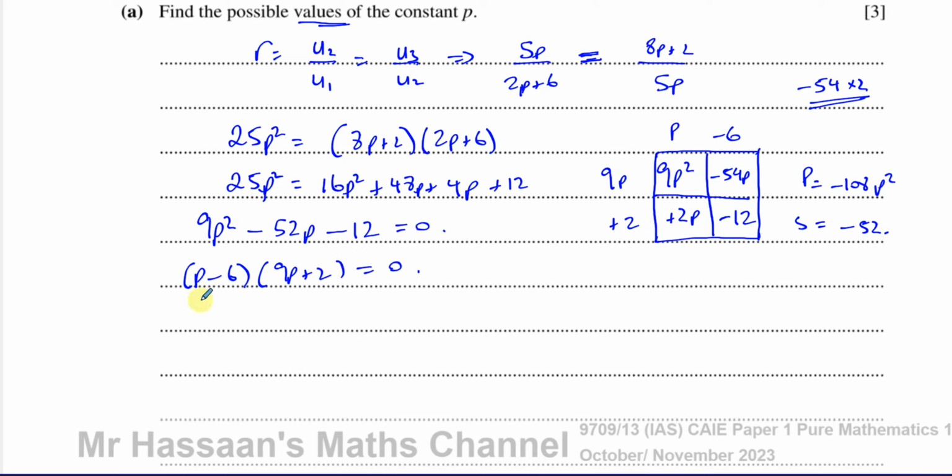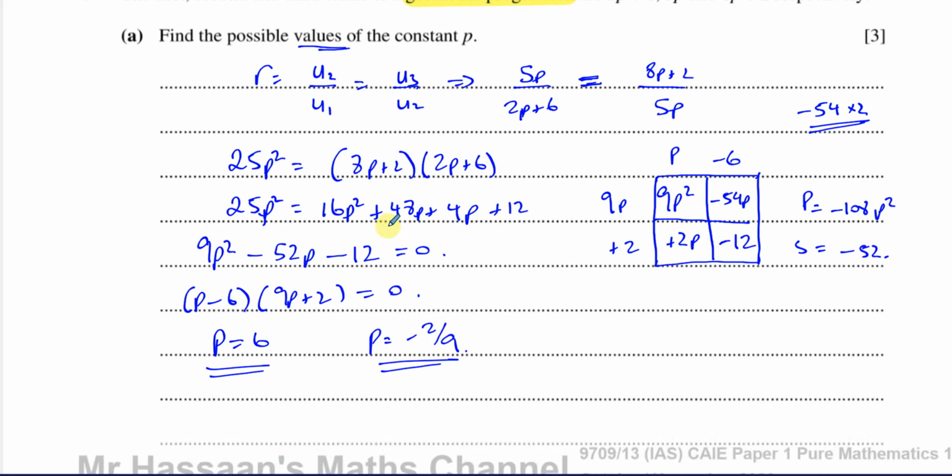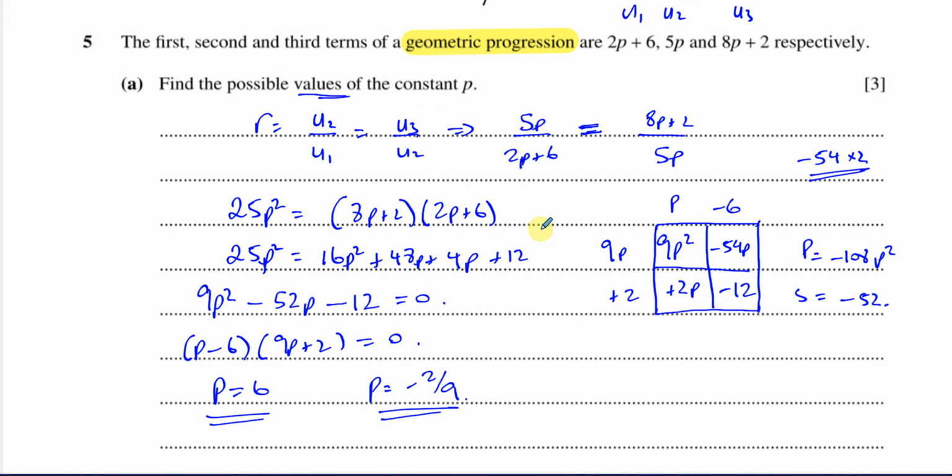So now we can say that if p − 6 is 0, that means p = 6. And if 9p + 2 = 0, then 9p = −2, so p = −2/9. So these are the two solutions to our equation, and that's part A done.